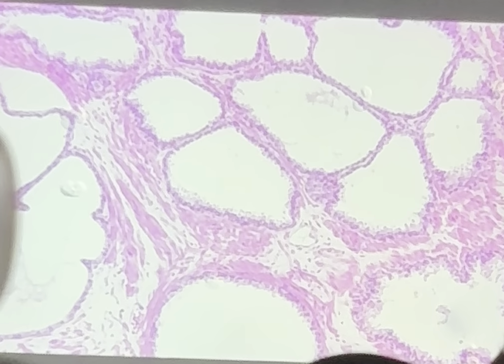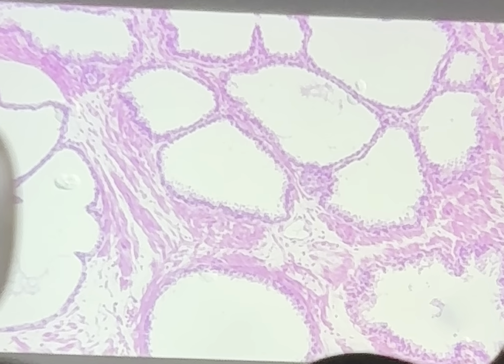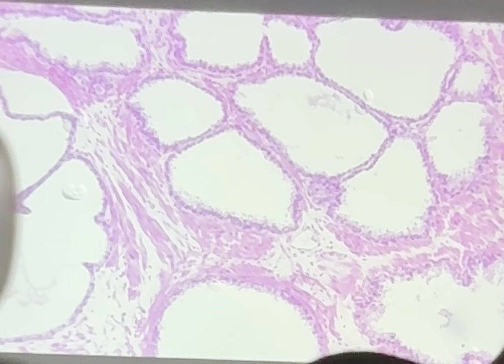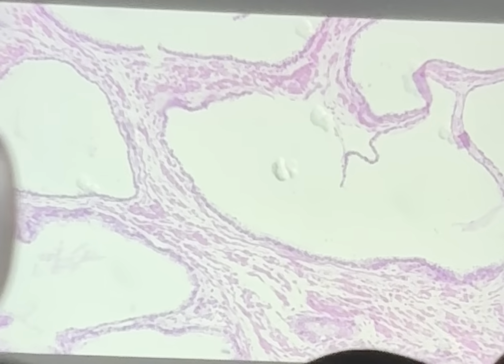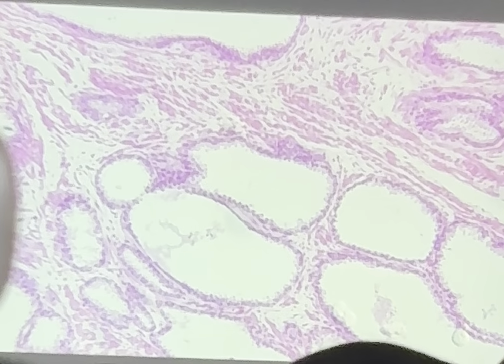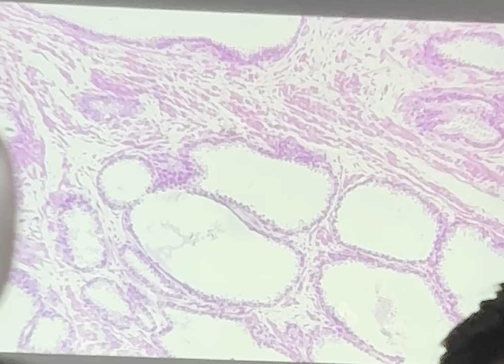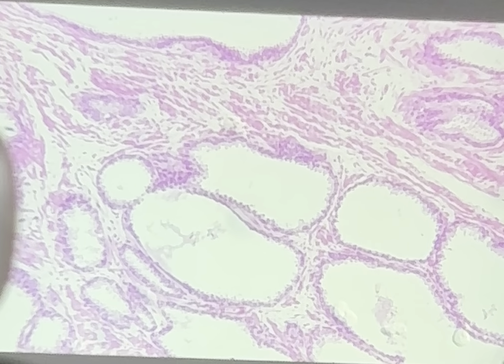BPH is very common, especially when you get to 70 and 80 years old. So, BPH, benign prostatic hyperplasia. Now, do you remember the zones of the prostate? And do you remember which zone I asked you is most prone to BPH versus which zone is most prone to prostate cancer? Do you remember all those zones?